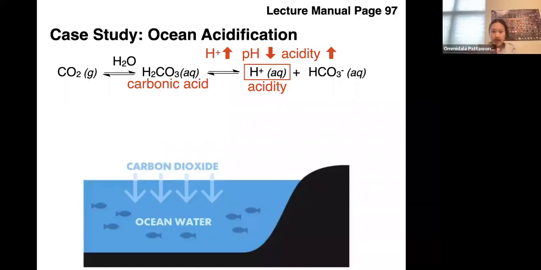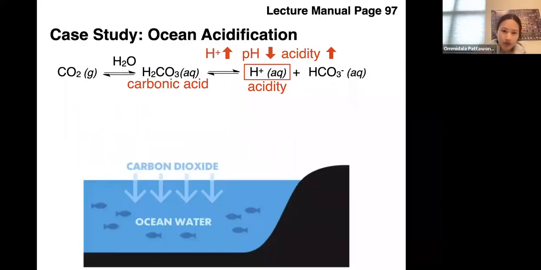What I want you to know, just as a general idea, is that as the number of protons increases, acidity increases, but you are going to observe the pH decrease. That's all I want you to take away from this, so that you understand this whole lecture a little bit more. So why is this a problem? Let me take a look at this.